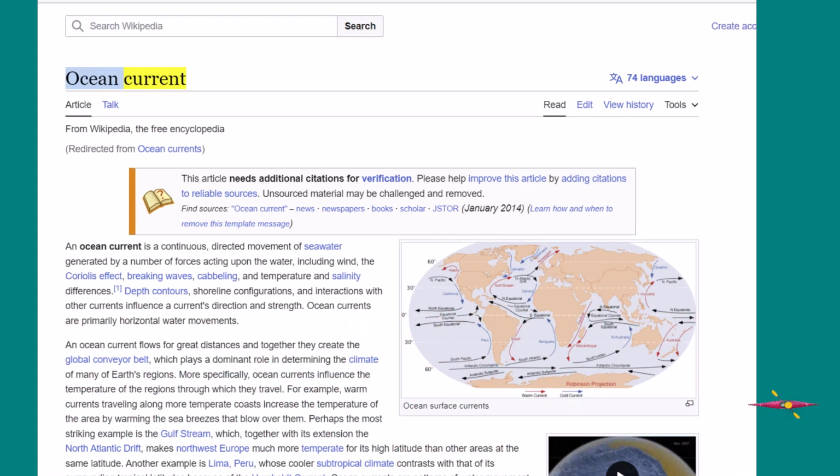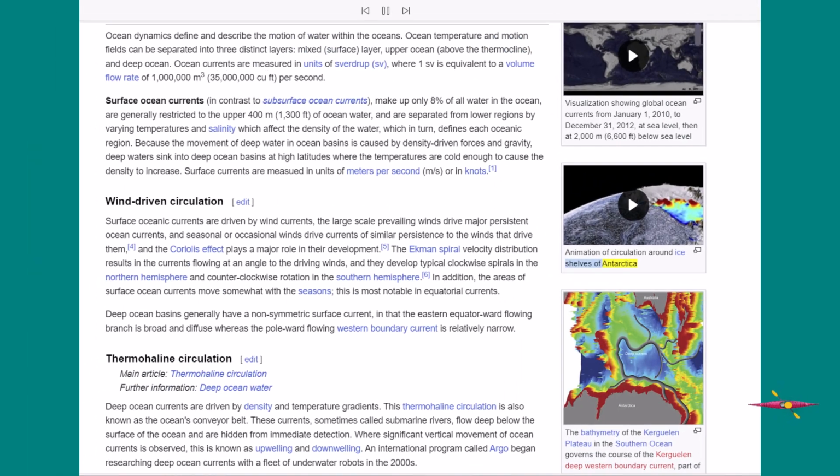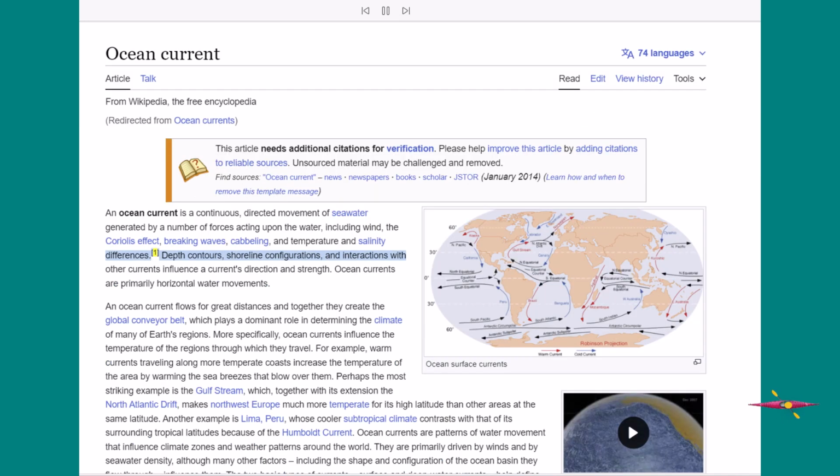Ocean current. Ocean surface currents. An ocean current is a continuous, directed movement of seawater generated by a number of forces acting upon the water, including wind, the Coriolis effect, breaking waves, cabbeling, and temperature and salinity differences. Depth contours, shoreline configurations, and interactions with other currents influence a current's direction and strength.